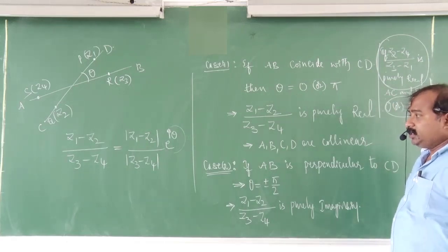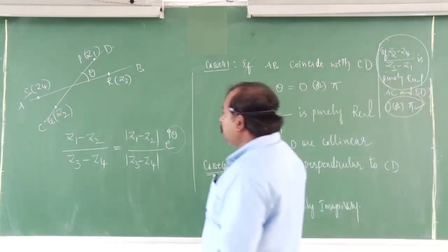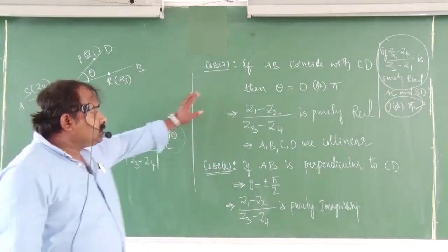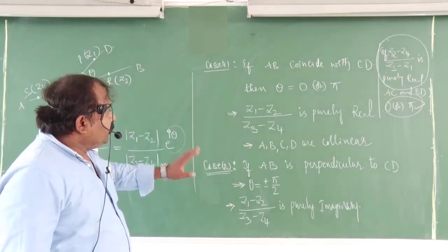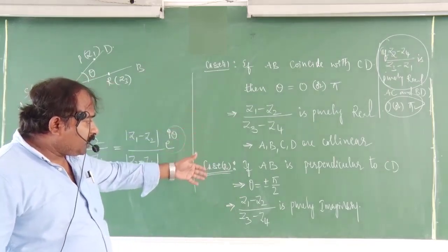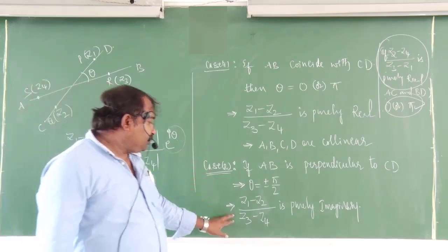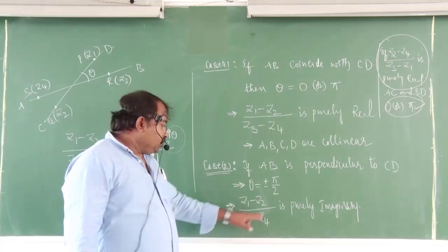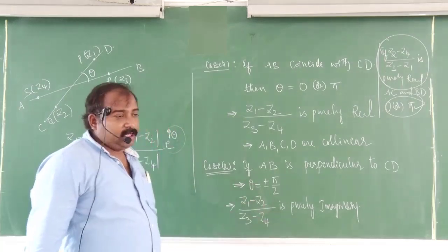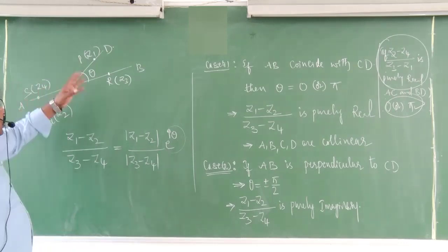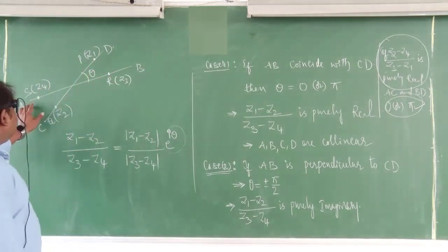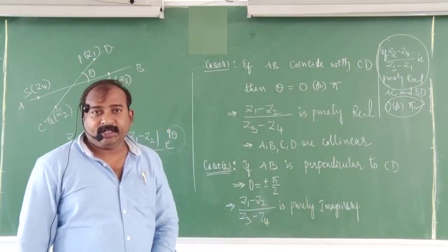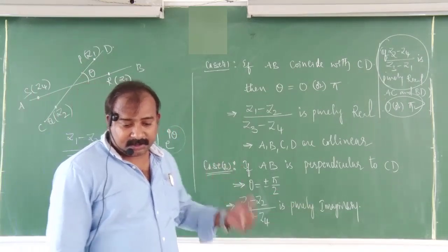So directly, this is how you can derive it, based on the concept of rotation. After the concept of rotation, these are the special cases. If theta equals 0, it is purely real. If theta equals plus or minus pi by 2, the whole complex number is purely imaginary. Sometimes they will frame the bit here also: if the whole quantity is purely imaginary, then what is the angle between AB and CD? Plus or minus pi by 2. They will frame multi-answer type bits like that. Remember these very important concepts.